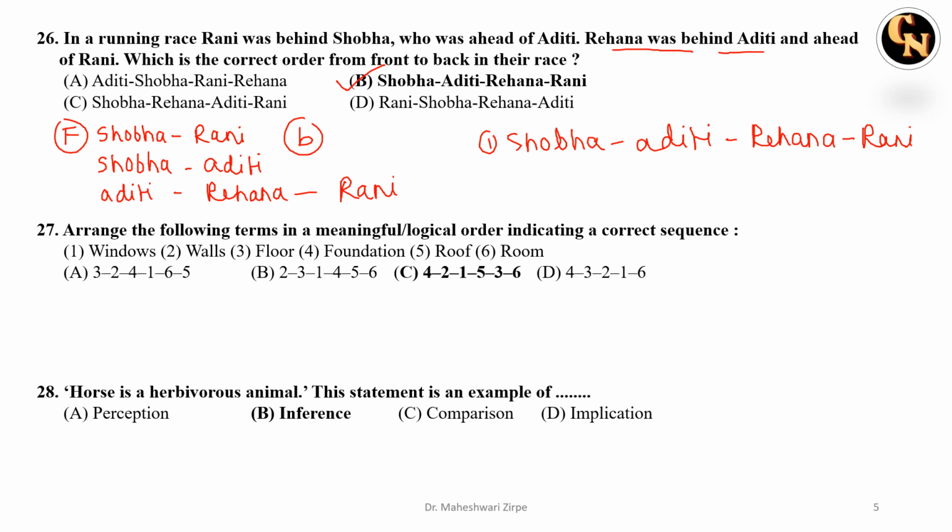This way you have to break down the sentences, write down the clues, and then try to solve it. Arrange the following terms in a meaningful logical order indicating the correct sequence. They have given us window, wall, floor, foundation, roof and room.